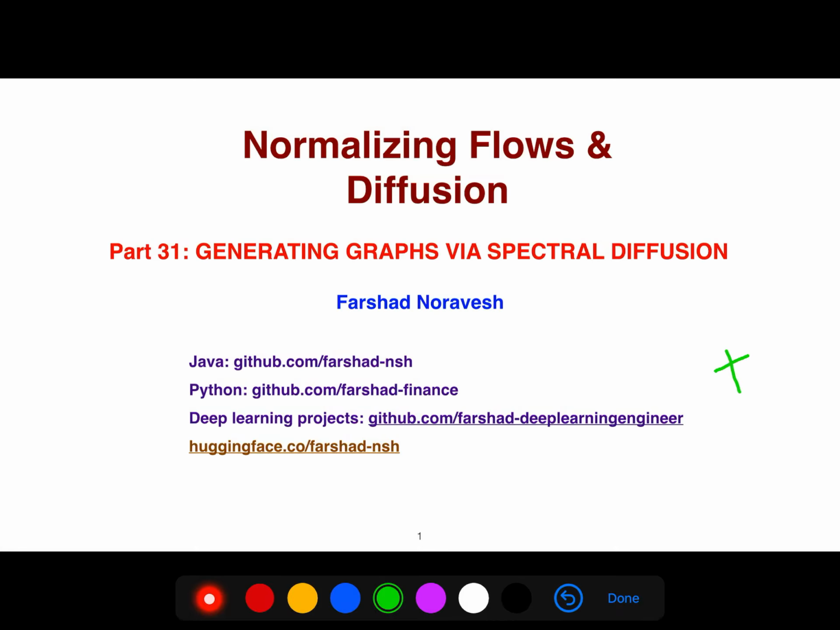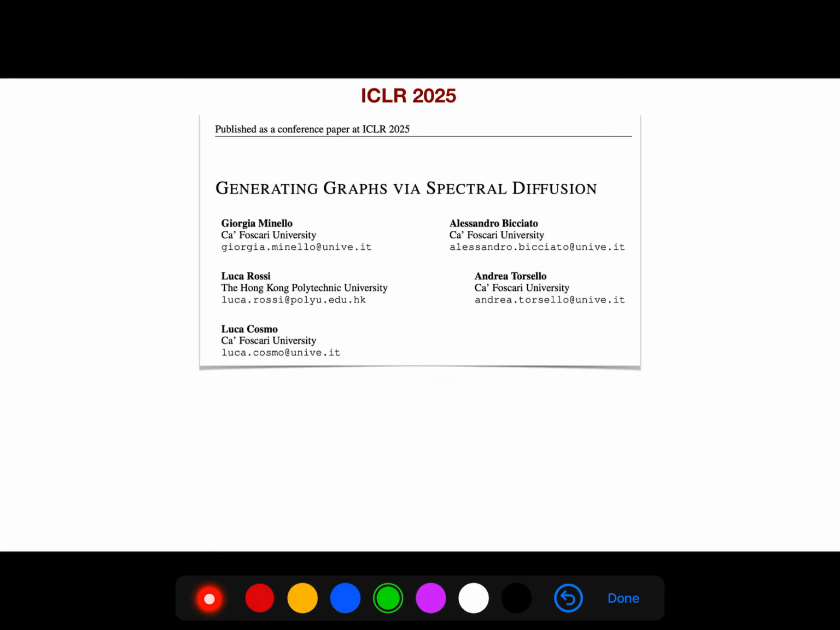Alright, so today I'm going to be explaining another important paper with the title Generating Graphs via Spectral Diffusion. This ICLR paper in 2025.